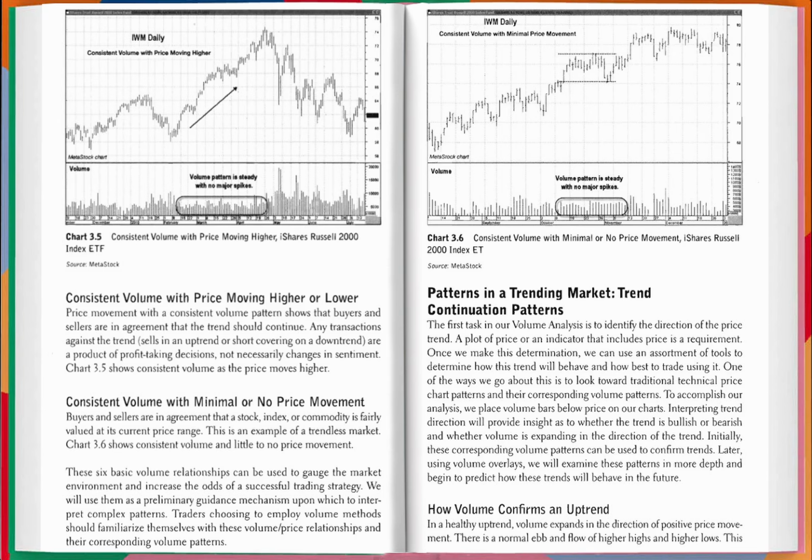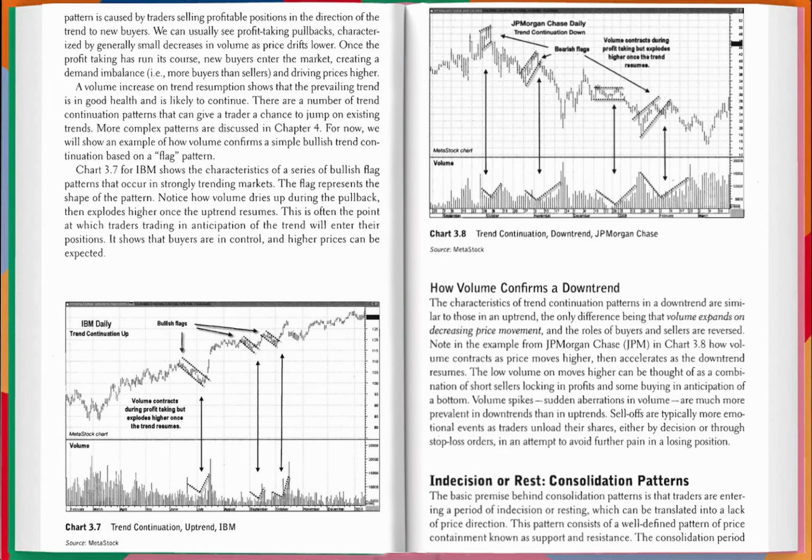How volume confirms an uptrend. In a healthy uptrend, volume expands in the direction of positive price movement. There is a normal ebb and flow of higher highs and higher lows. This pattern is caused by traders selling profitable positions in the direction of the trend to new buyers. We can usually see profit-taking pullbacks, characterized by generally small decreases in volume as price drifts lower.